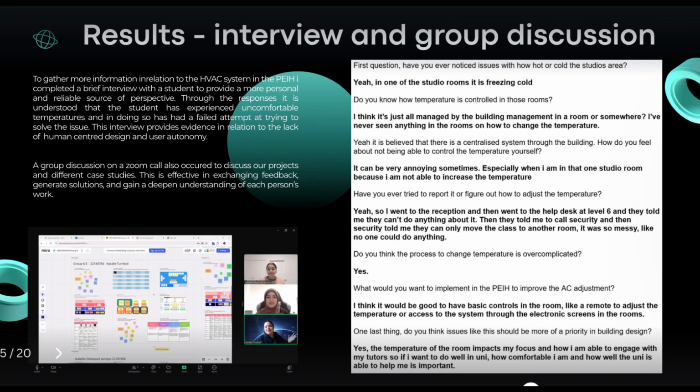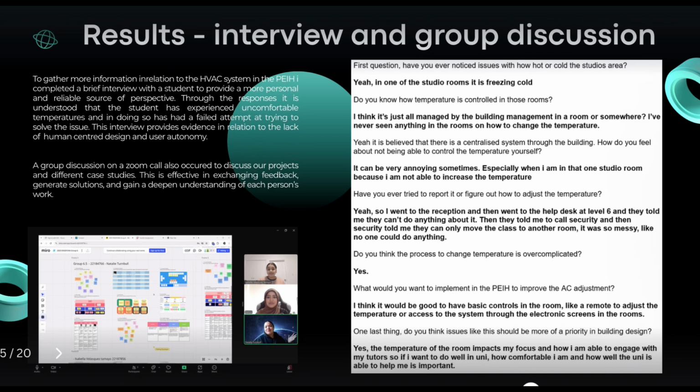To gather more information in relation to the HVAC system in the PIH building, I completed an interview to provide a more personal and reliable source of perspective. Through the responses, it is understood that the student has experienced uncomfortable temperatures and in doing so has had failed attempts at trying to solve the issue. This interview provides evidence in relation to the lack of human-centered design and the user autonomy.